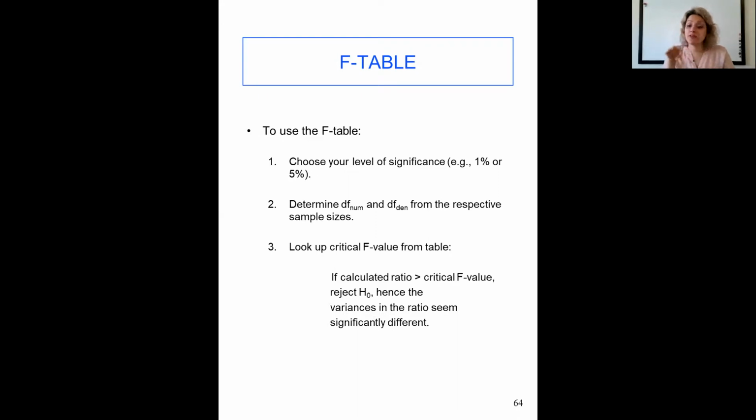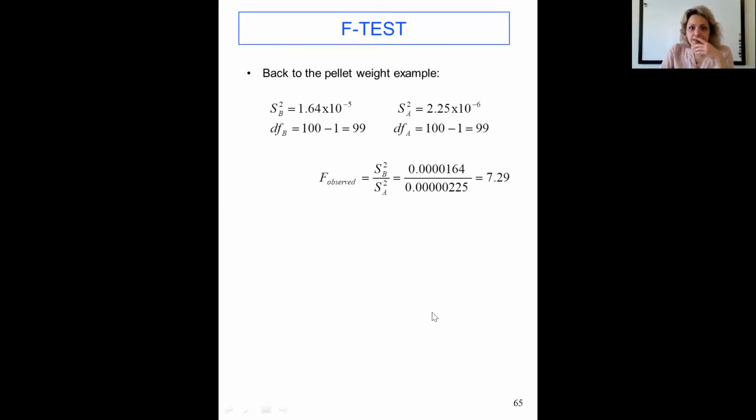But when I reject the null hypothesis, it means that sigma 1 and sigma 2 are not equal. So that's the reason that when we reject the null hypothesis, the variances in the ratio, sigma 1 squared and sigma 2 squared that we would have, would seem significantly different. They're not equal. So here is the example that we had.